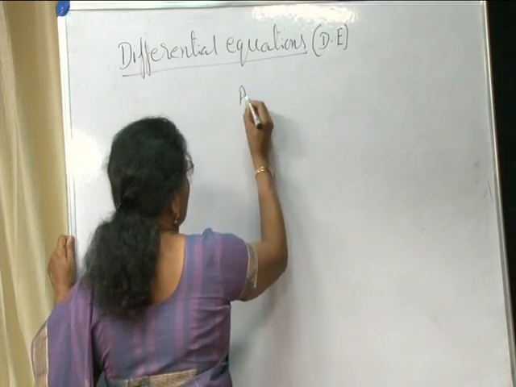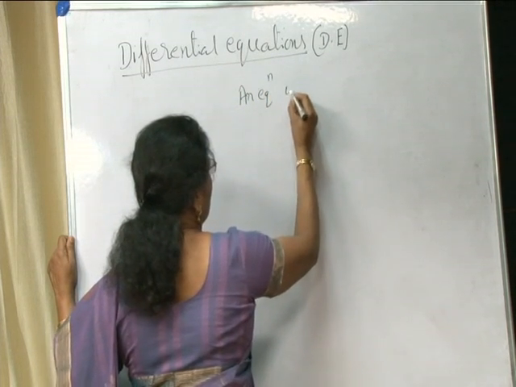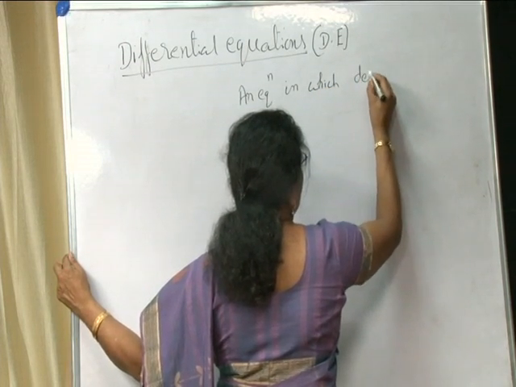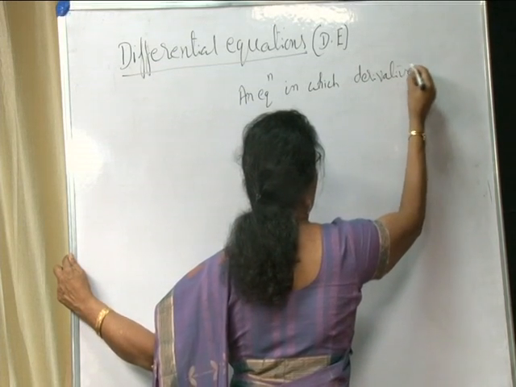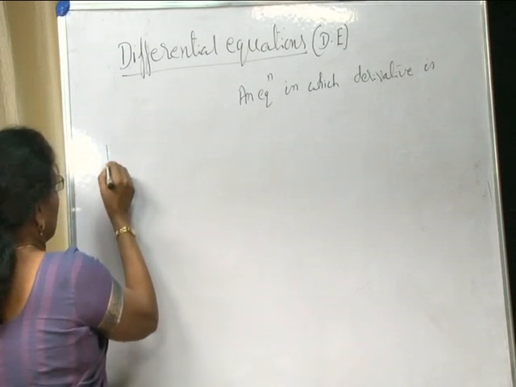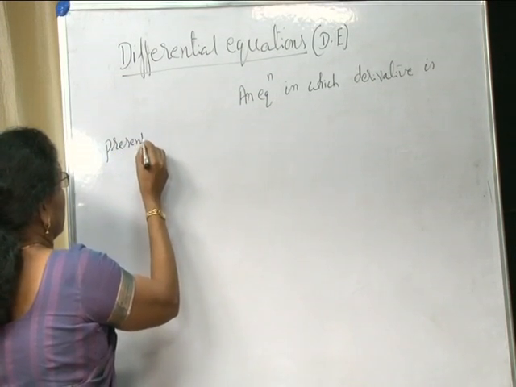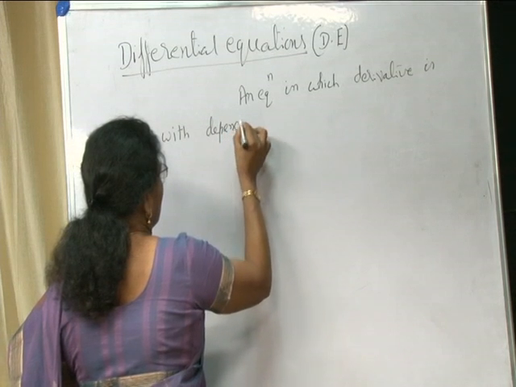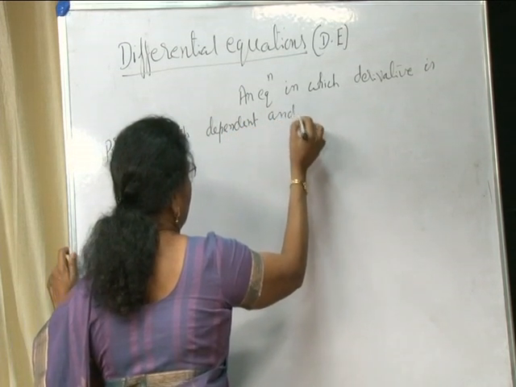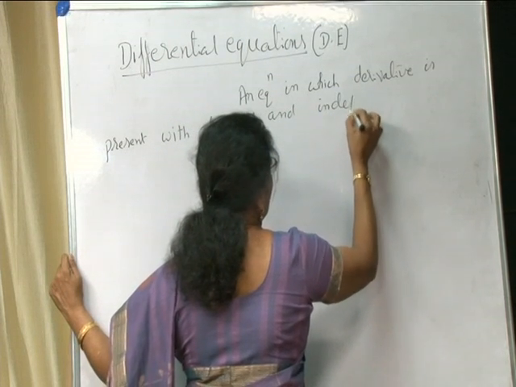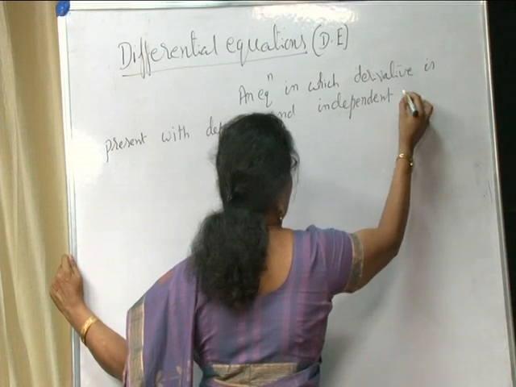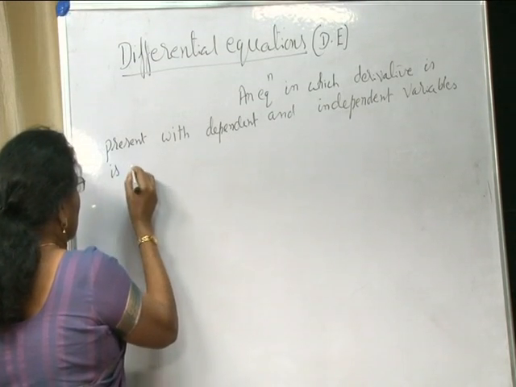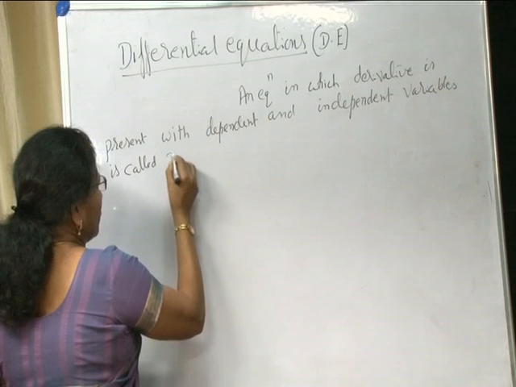An equation in which derivative is present with dependent and independent variables is called differential equation.